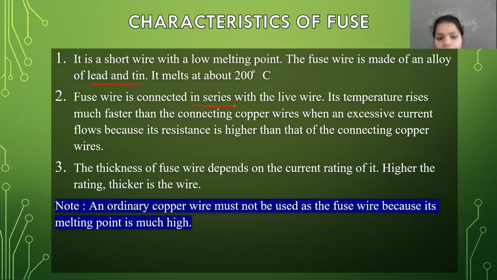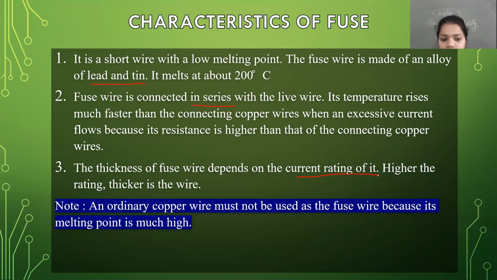And compared to the copper wire, its temperature rises much faster, which may lead to the melting and breaking of the circuit. The thickness of the fuse wire depends on the current rating of it. That is, the higher the rating, the thicker is the wire.